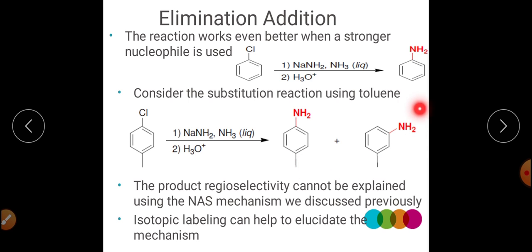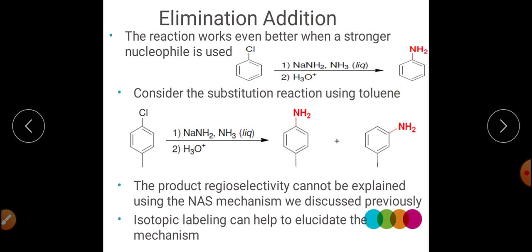We can see that two different kinds of products will be synthesized in this case. Formation of these two products is mainly because of the intermediate that is synthesized in this mechanism. When we talk about this mechanism, we should use the isotopic labeling experiment for elucidation of this type of mechanism.